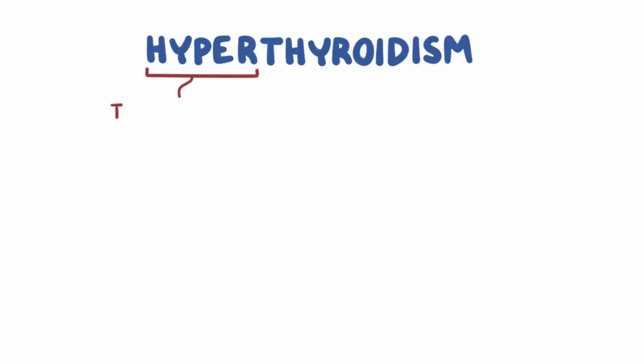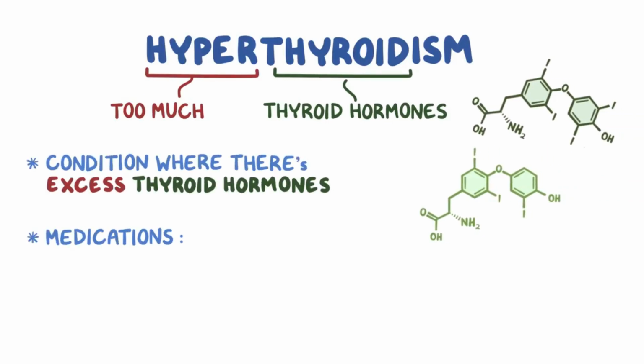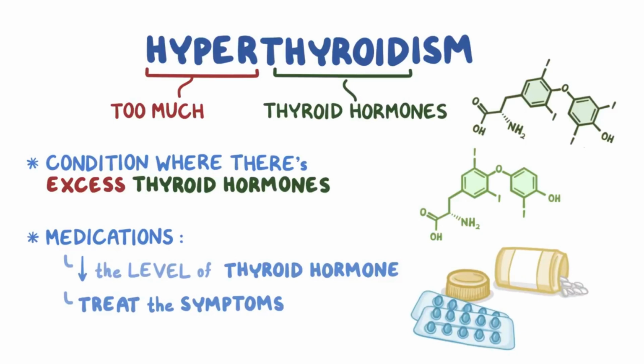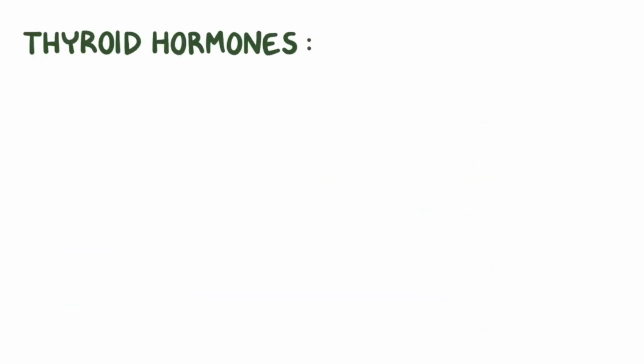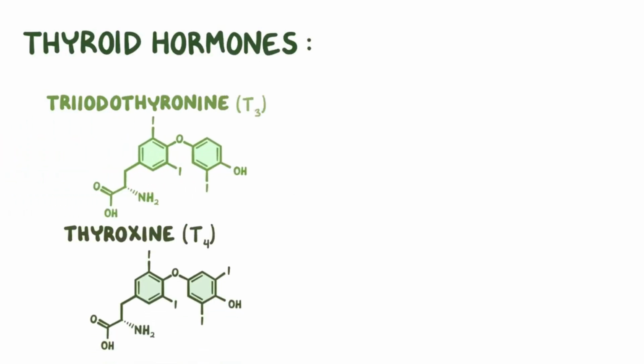Hyper refers to having too much, and thyroid refers to thyroid hormones. So hyperthyroidism refers to a condition where there's excess thyroid hormones. Medications used to treat hyperthyroidism either reduce the levels of thyroid hormones or treat the symptoms by targeting the affected tissue. There are two different thyroid hormones, triiodothyronine, or T3, and thyroxine, or T4.